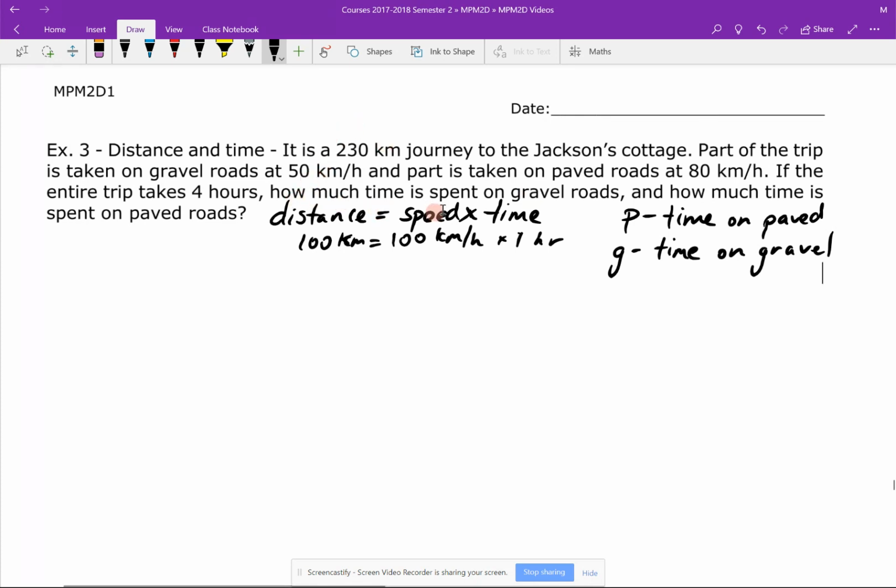Okay, so that's what the question is asking. How much time is spent? So these variables have to represent time. So always look at what the question is asking so you can get a hint on what the variables should represent.